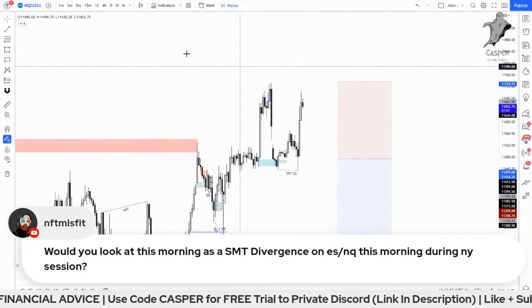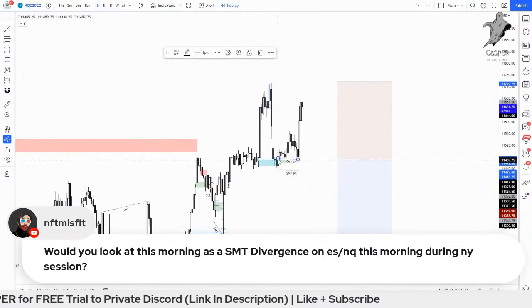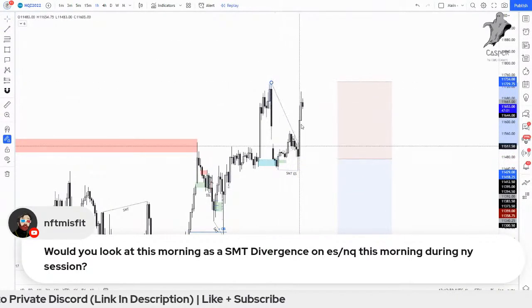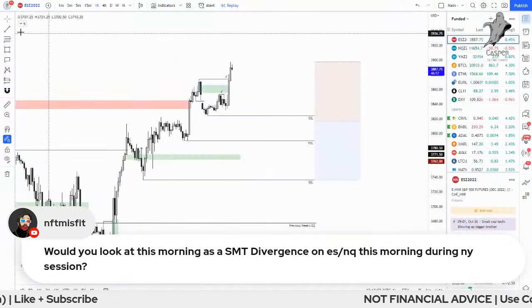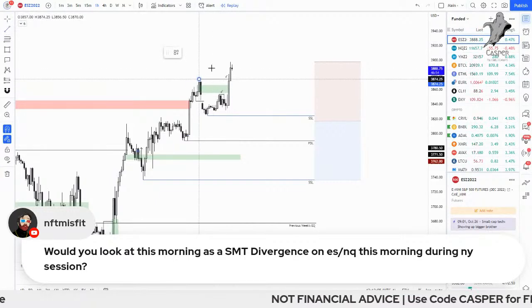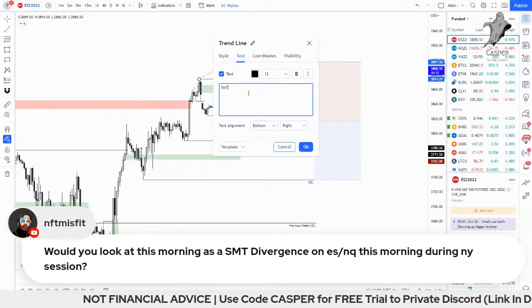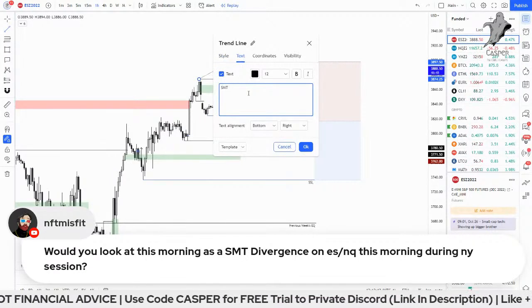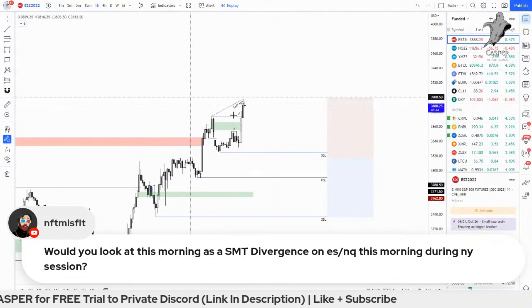Now, another thing that I will tell you right now that I see is potential SMT again with ES. We have that lower high there, and then we have a higher high here. So again, that would kind of add to that potential short narrative.